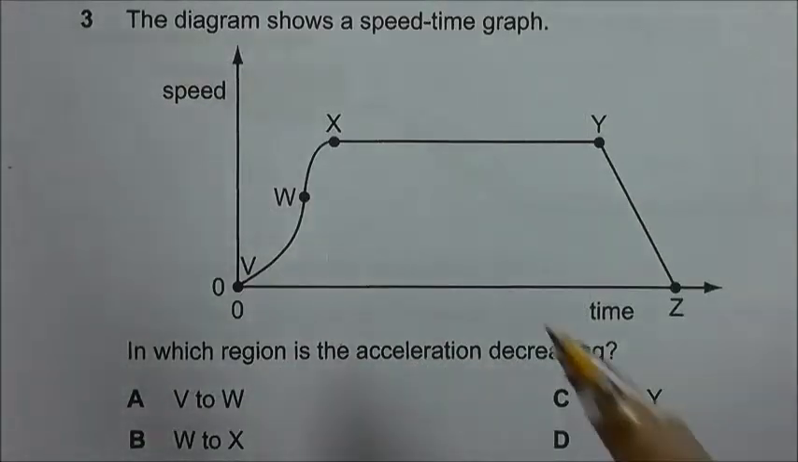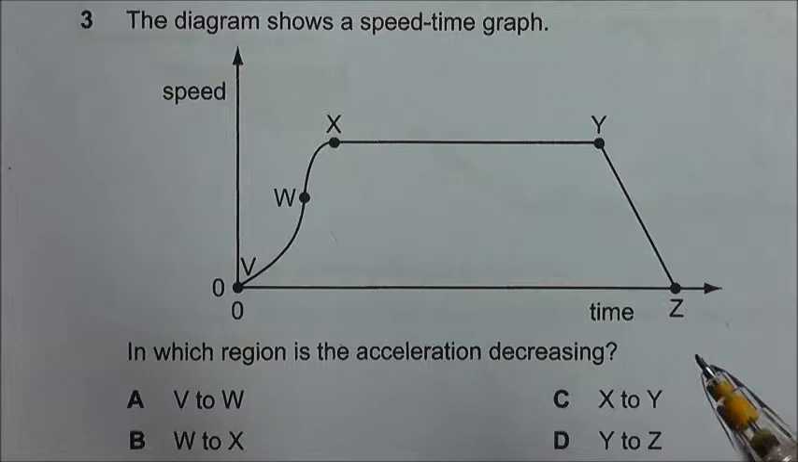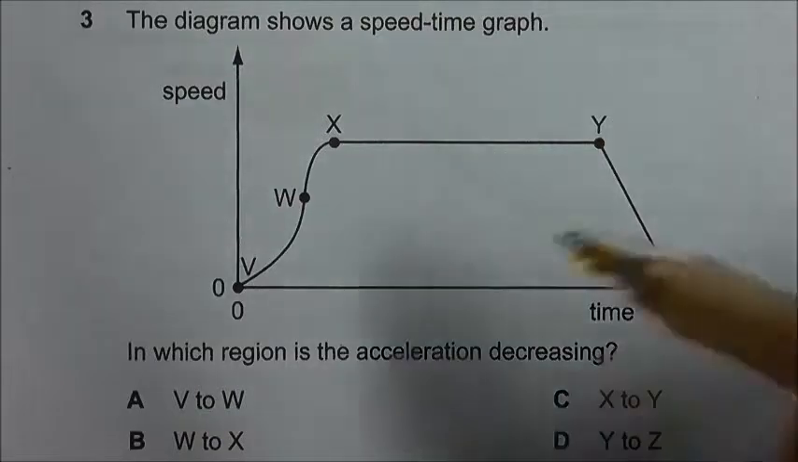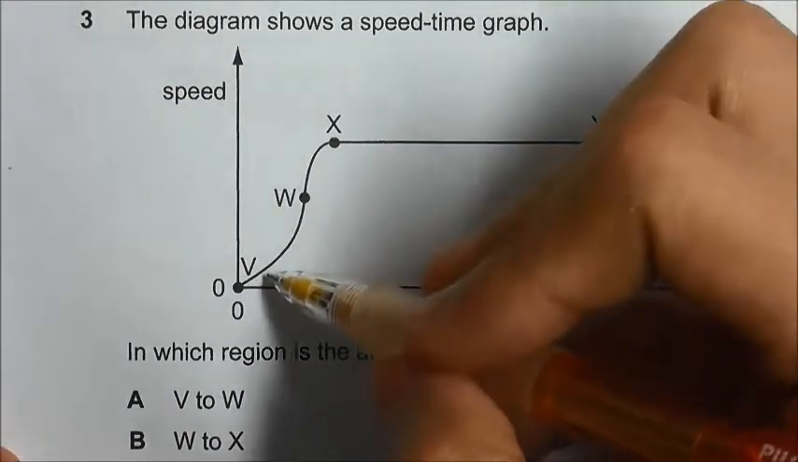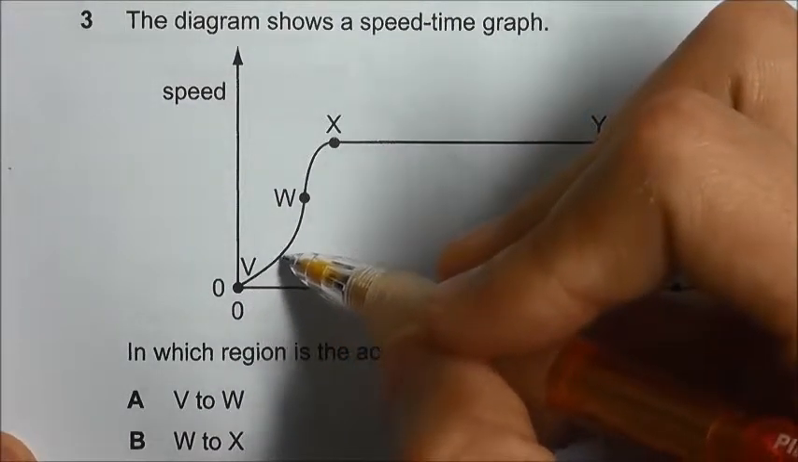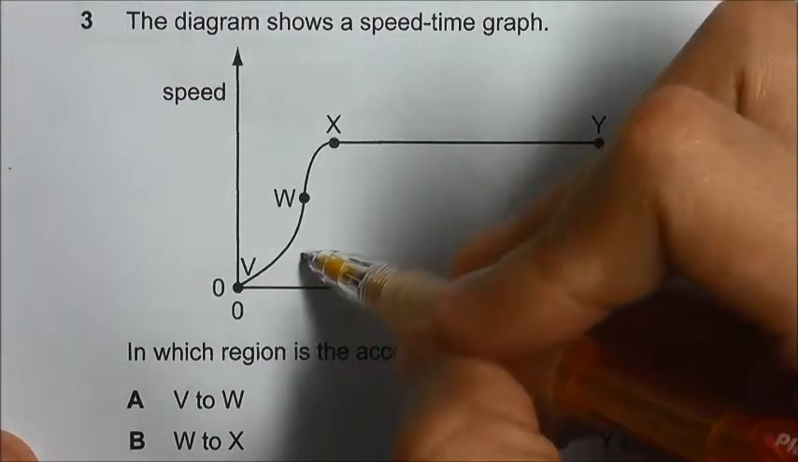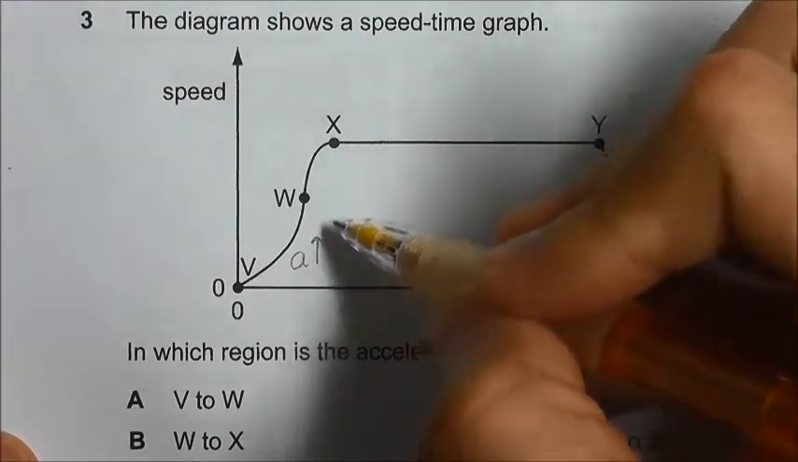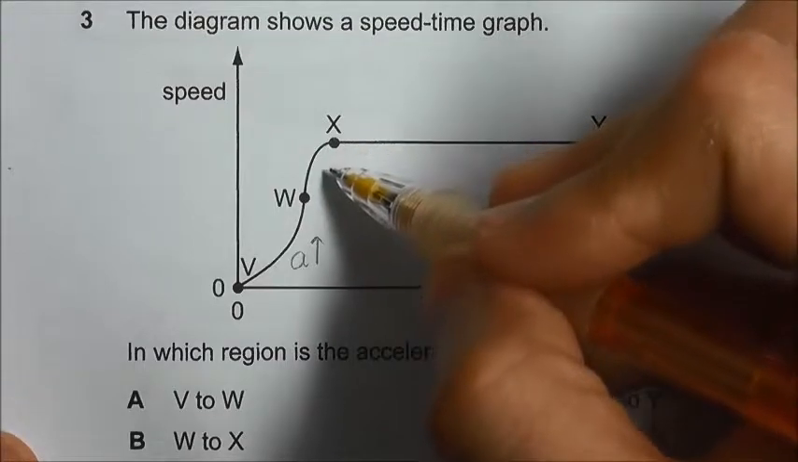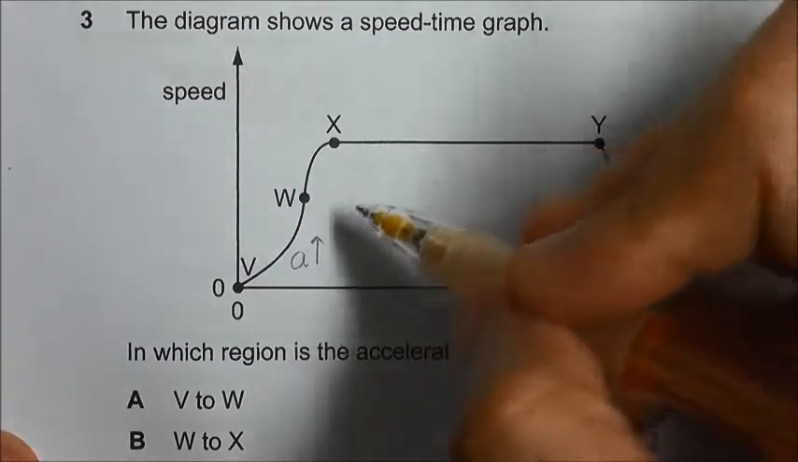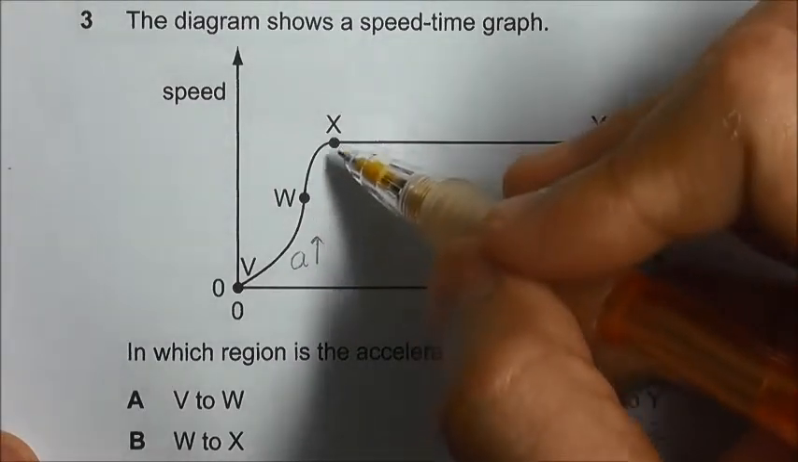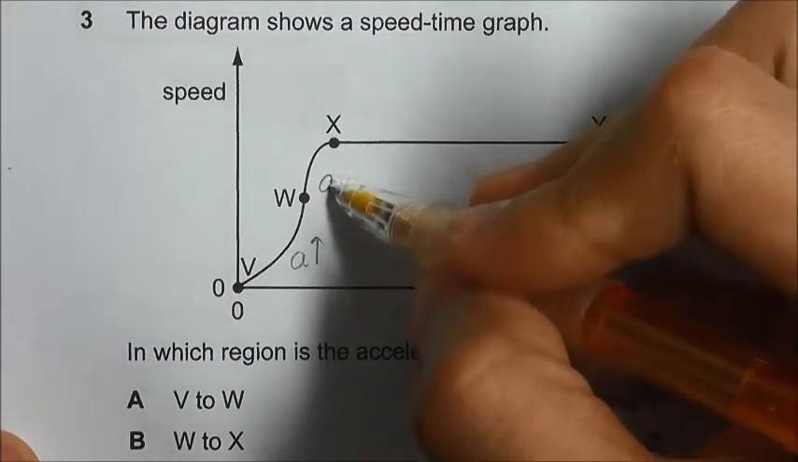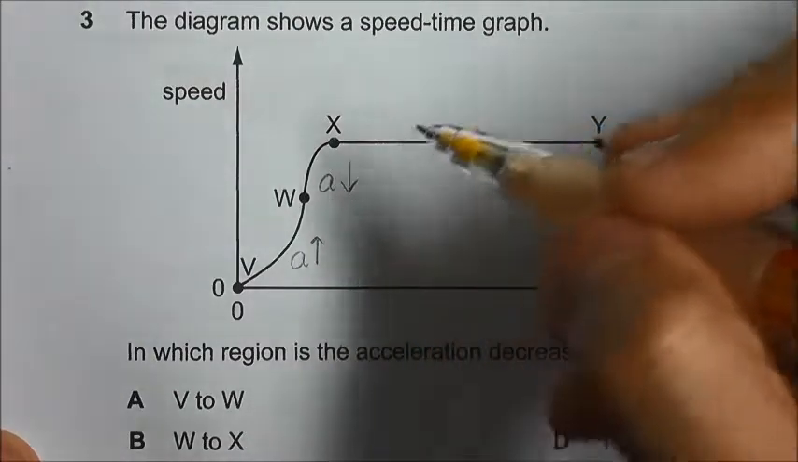Okay, we have a speed time graph here. The gradient or the steepness of the speed time graph represents the acceleration of the object. From V to W, we can see that the steepness is increasing. It's getting steeper and steeper, so the acceleration is increasing. From W to X, the steepness is decreasing. It's getting less and less steep, so the acceleration is decreasing.